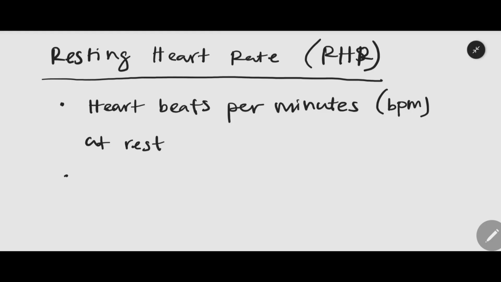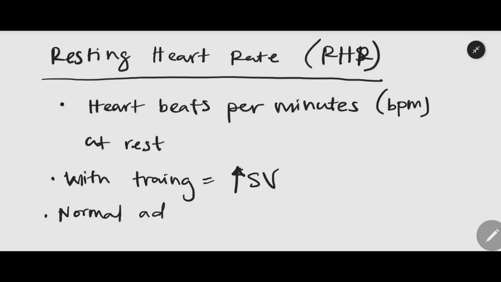This isn't a bad thing. This is because your stroke volume increases with training. A normal adult resting heart rate would be around 60 to 100 beats per minute. But with athletes, it can sometimes be lower. Some athletes can have it as low as 40 beats per minute.